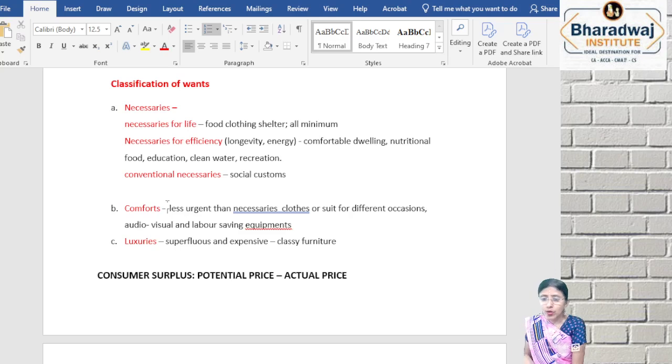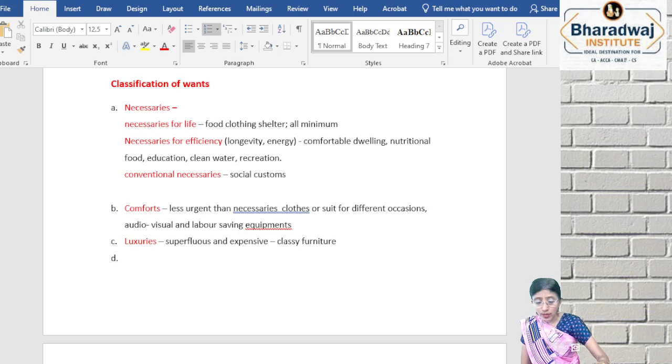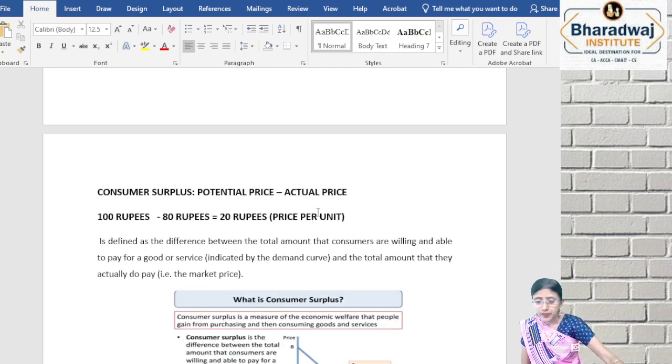Okay, so what is the three main classification of wants? Necessaries, comforts and luxuries. And under necessaries, you have three subdivisions: necessaries for life, necessaries for efficiency, conventional necessaries. Are you clear? Okay. Now draw a line, go to the next one. Consumer surplus, immediately mark it as very important. Very important.